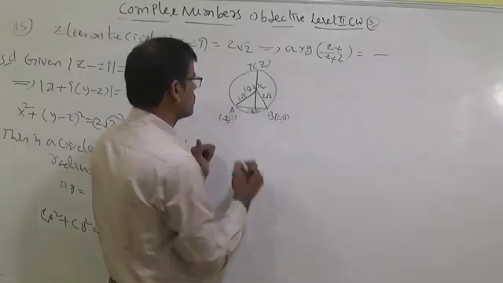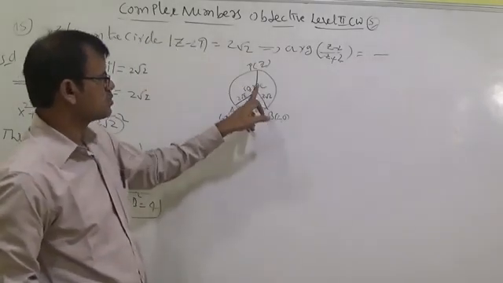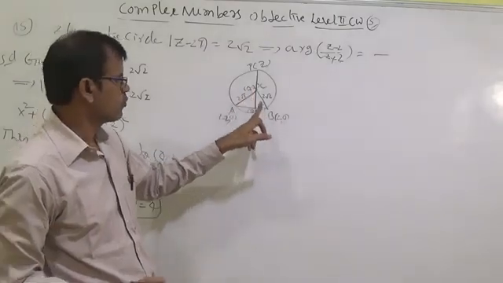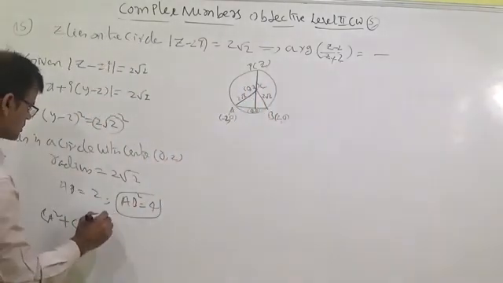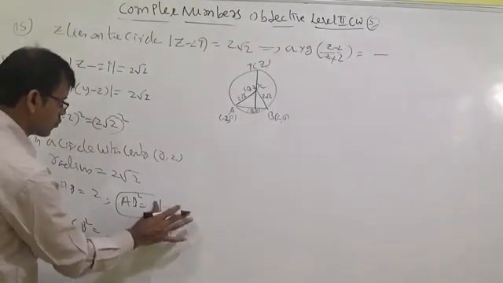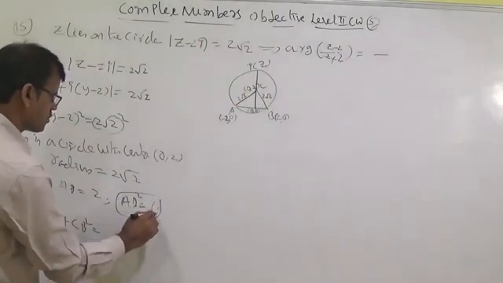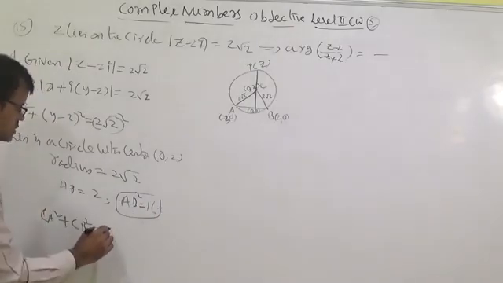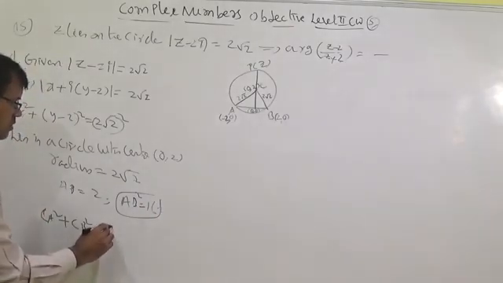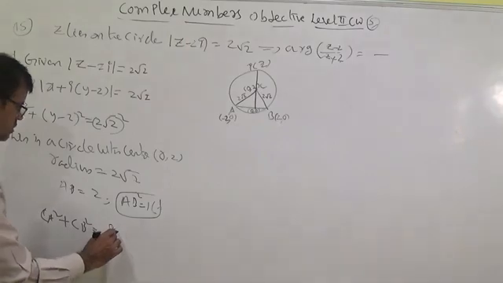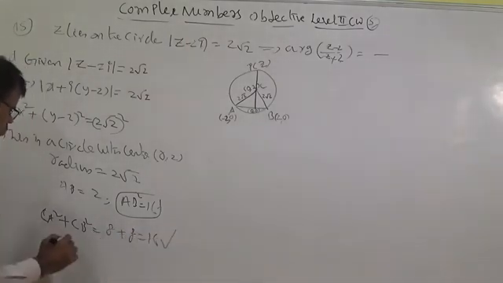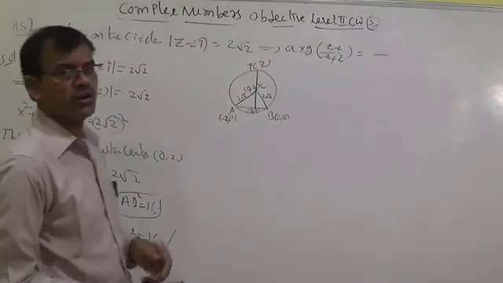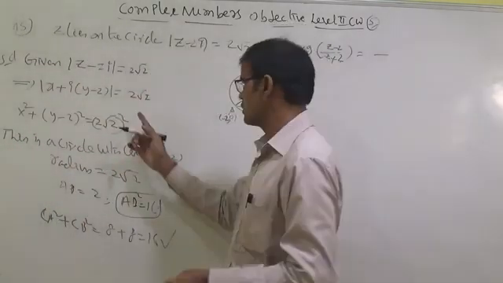So 2 comma 0 and minus 2 comma 0. 2 square plus 2 square becomes 4 plus 4, 8. 8 means 2 root 2. Okay, so CA square plus CB square. Here AB square is not 4; it is 2 plus 2 whole square, 4 square means 16. So CA square plus CB square here is 4 plus 4, 8. Okay, 8 plus 8 is equal to 16. So we have proved that CA square plus CB square is equal to AB square.